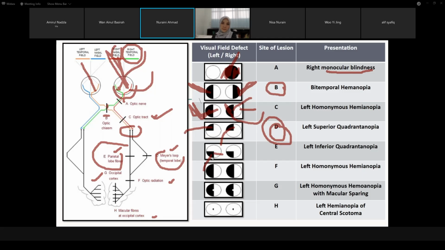Tapi which side? Kiri ke kanan? Kiri. Sebab yang rosaknya dekat bahagian right parietal lobe fibers. That's why kita jadi left inferior quadrantanopia. Faham tak? Okay. Then we go to the F, which is optic radiation. Optic radiation ni dia dah tak jadi 4 kuadran dah. Dia akan jadi balik 2 kuadran sebab gabungan 2 ni. Dia dah bergabung balik. Parietal lobe dengan medial lobe ni, dia akan gabung, so that's why.